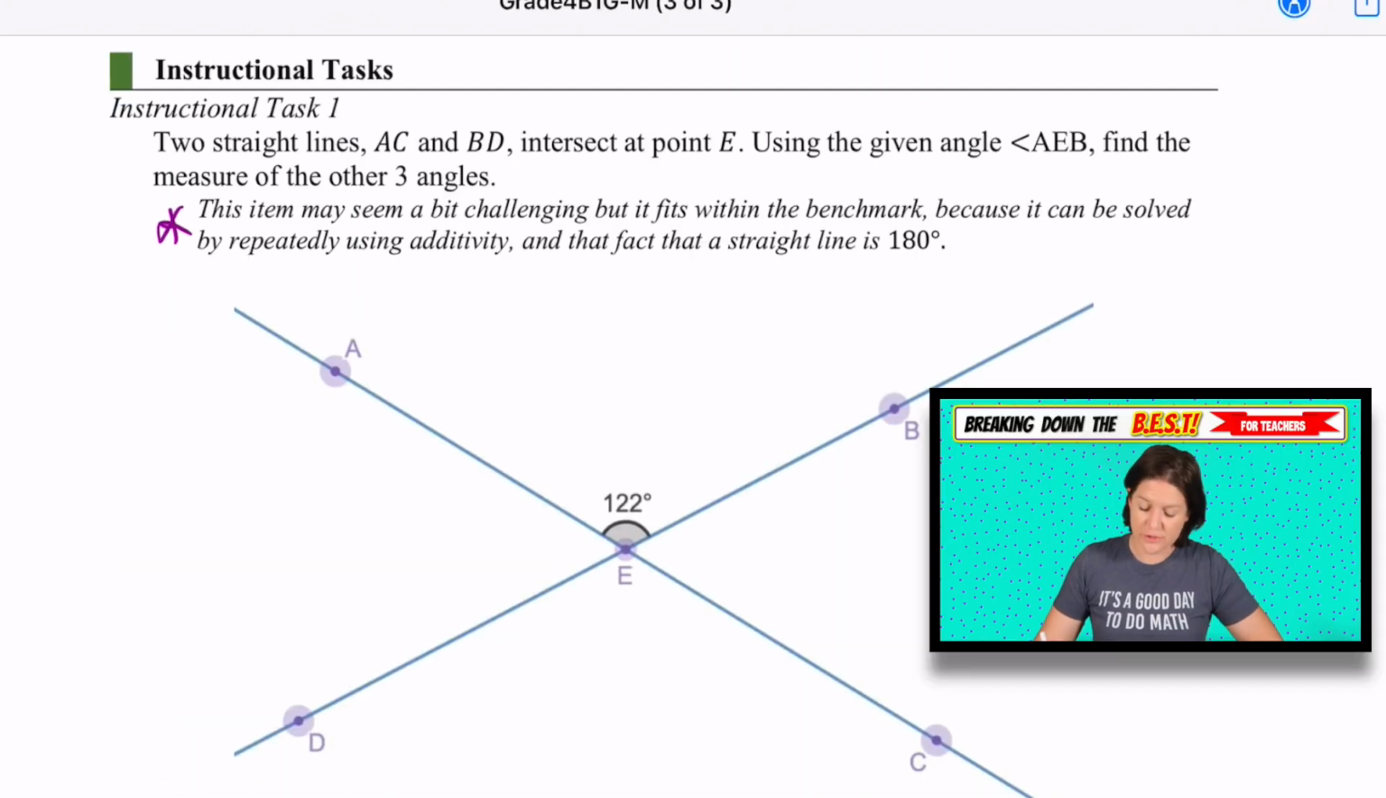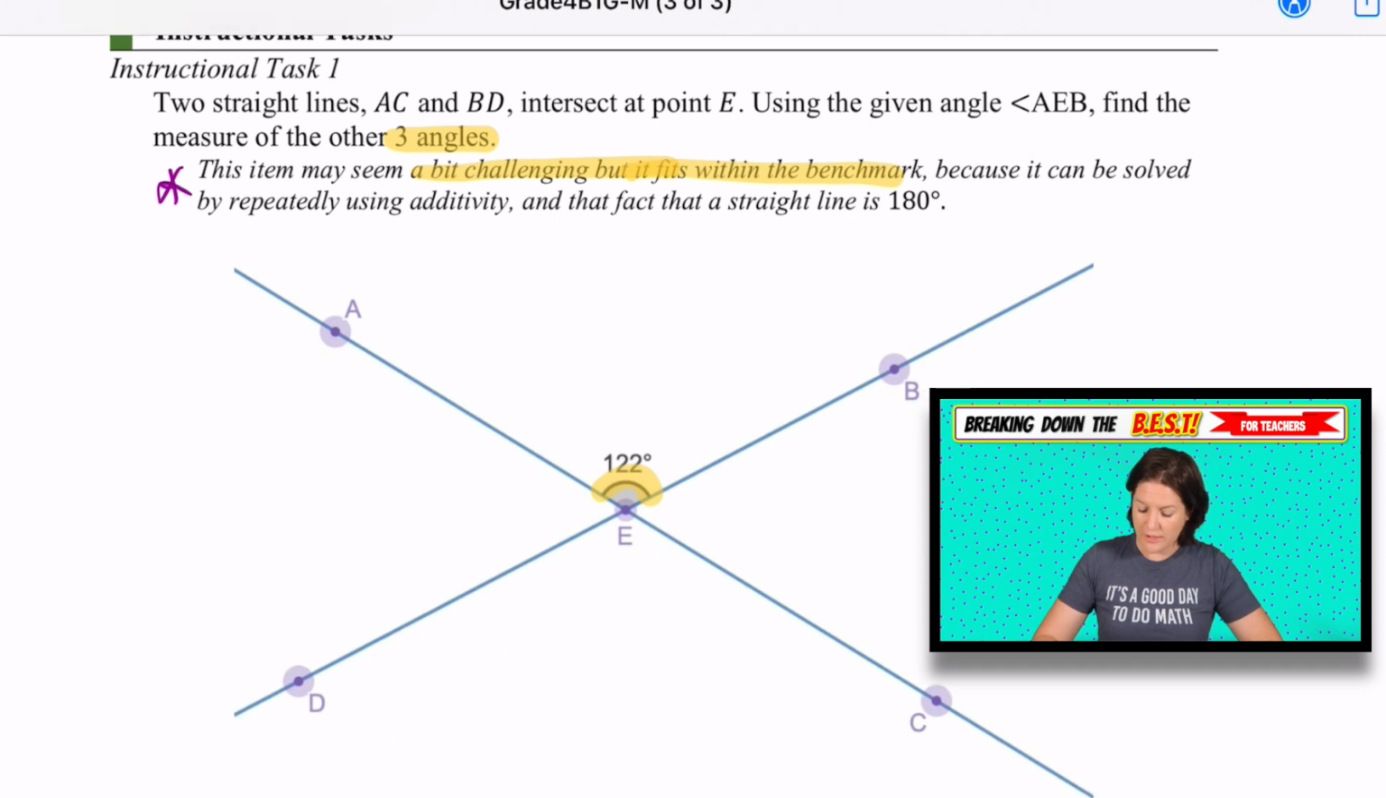Here's an example of an instructional task. It says that we have two lines and we're given this angle right there. We have to find the measure of the three other angles. It says that this may seem a bit challenging, but really it does fit within the benchmark because we know that this line right here is 180 degrees.